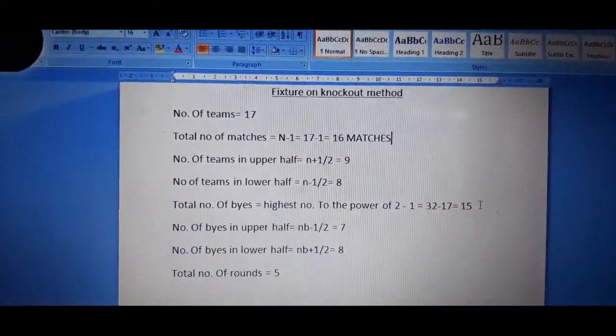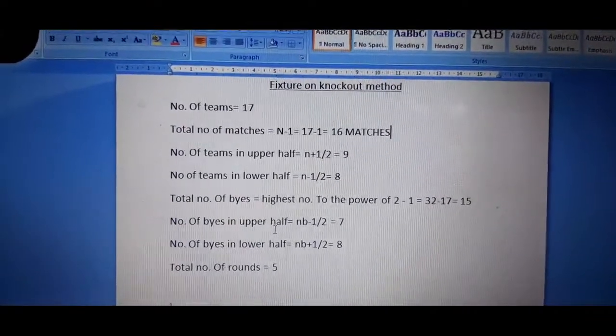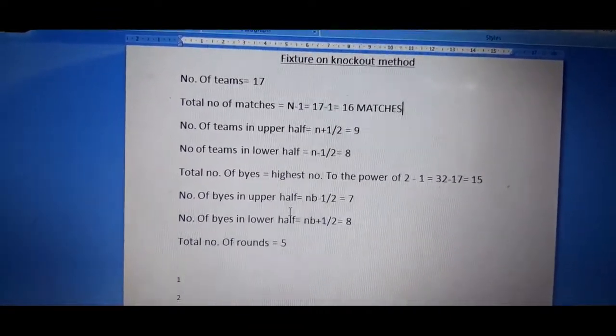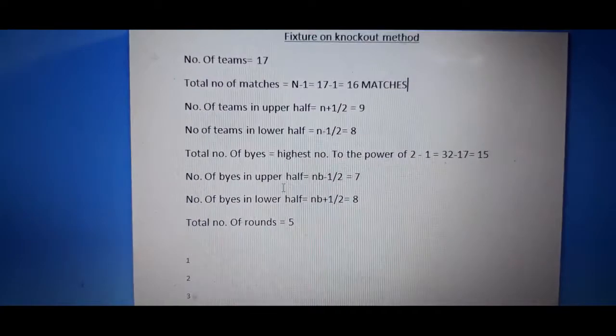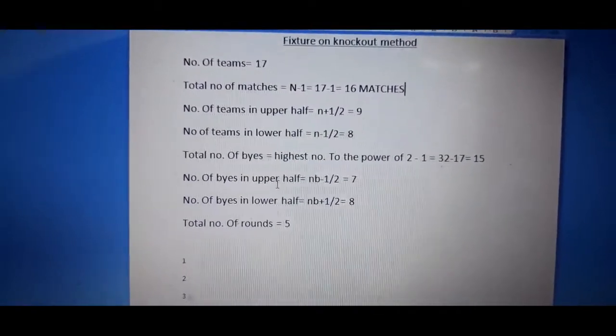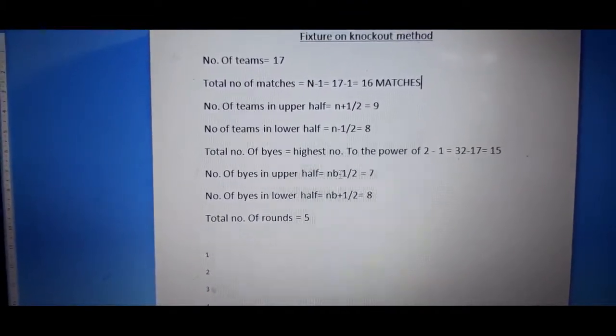Now, another important question: how many byes will be there in the upper half and how many byes will be there in the lower half? That is also an important part. You can't give them randomly; byes are not supposed to be given randomly. NB stands for number of byes.